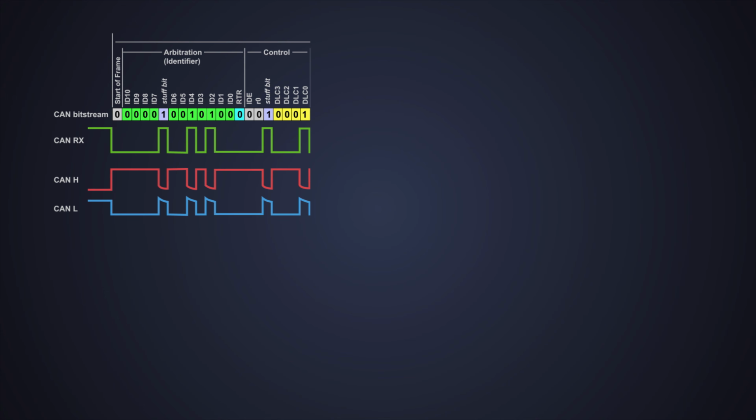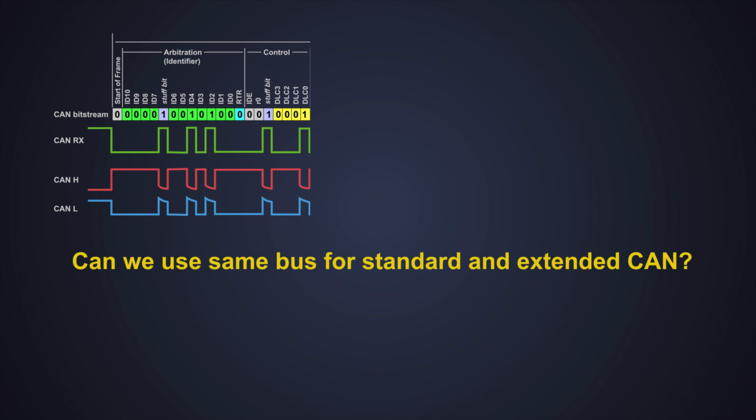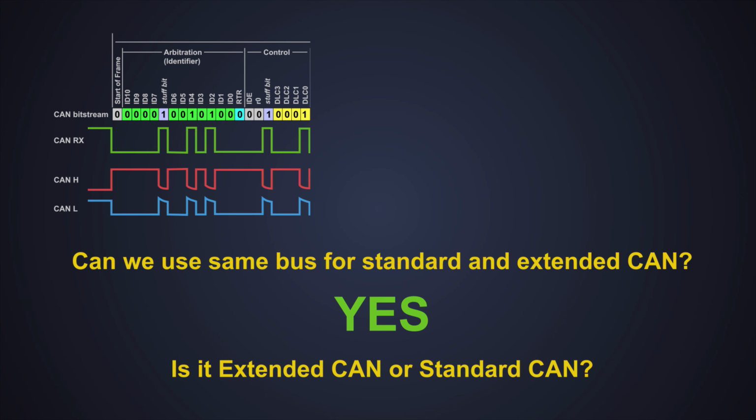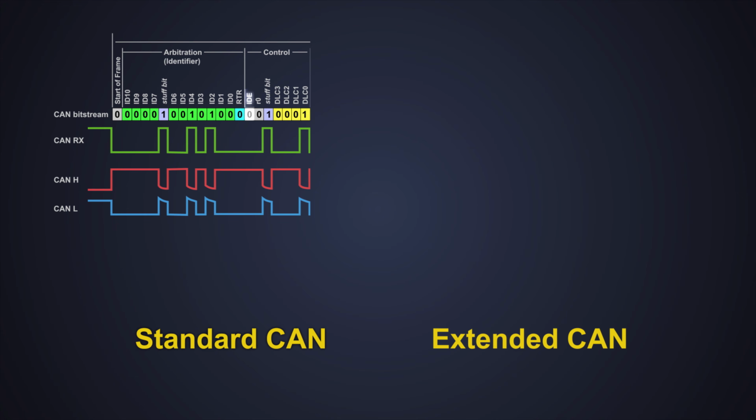As we have seen earlier, there are two types of CAN frame formats, that is, standard and extended CAN. Now the question arises, can we use the same bus for standard and extended CAN? If yes, then how does the CAN node identify if the incoming packet is of extended CAN or standard CAN? That's where IDE plays an important role, which is known as the identifier extension bit. If it is a single dominant bit, then it indicates that the CAN identifier is transmitted without an extension. It is a CAN standard frame with the 11-bit identifier.